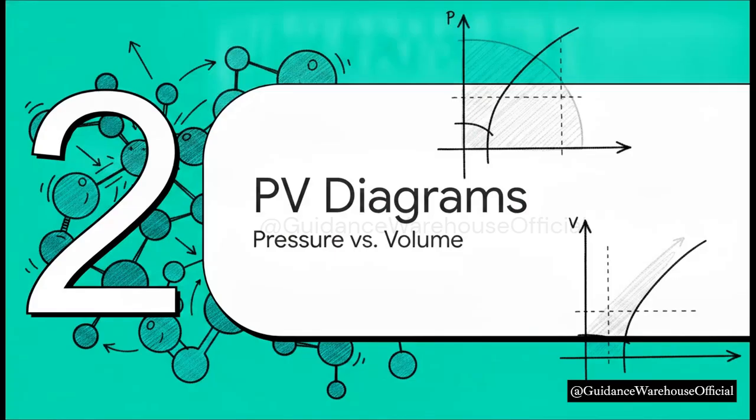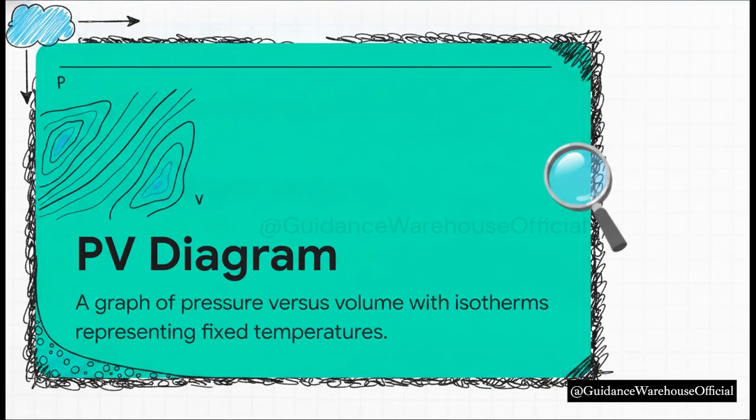Moving right along to Section 2, graphing pressure and volume. So now that we understand real gases take up space and interact with each other, how do physicists actually map out these behaviors? Enter the PV diagram. This is simply a graph plotting pressure on one axis versus volume on the other. I want you to visualize this diagram literally like a topographical map. On this map, we have these curved lines called isotherms. Every single point on one of those isotherms represents the exact same unchanging temperature. As pressure goes up, volume goes down along that curve.